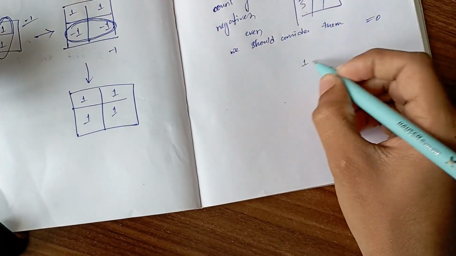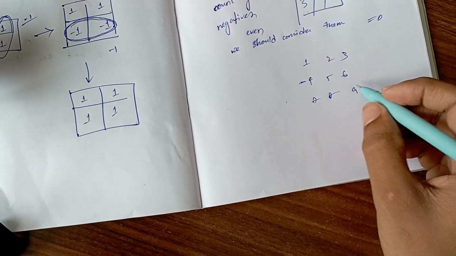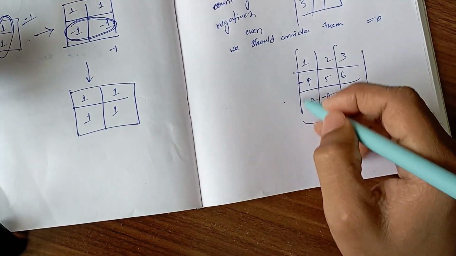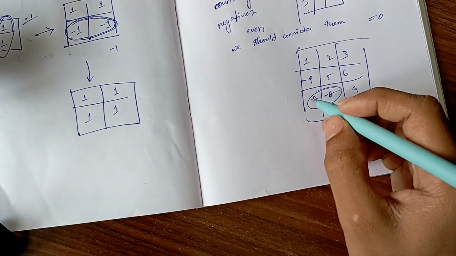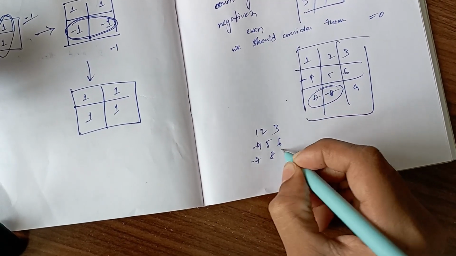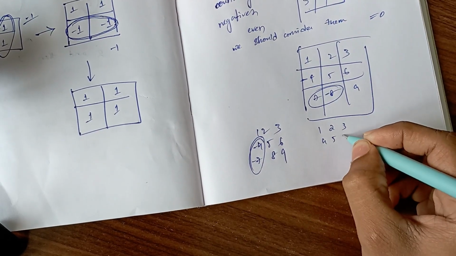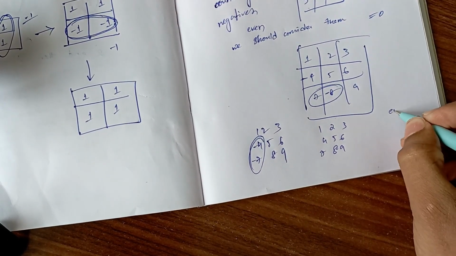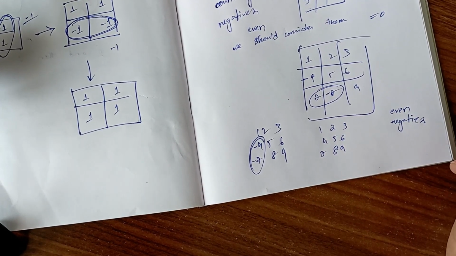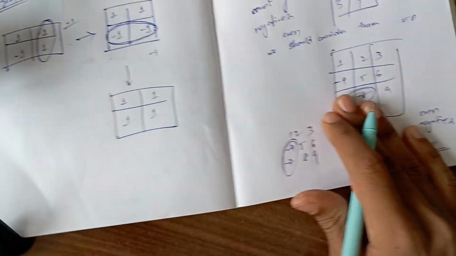For example, if we have 1 2 3 4 5 6 7 8 9, and we have -4 and -8 here, consider this matrix. If you multiply these two by -1, it will become 1 2 3 -4 5 6 -7 8 9. If you consider these two, it will become by the operation 1 2 3 4 5 6 7 8 9. That means if we have an even number of negatives, we need not consider removing any element. We can return the sum.